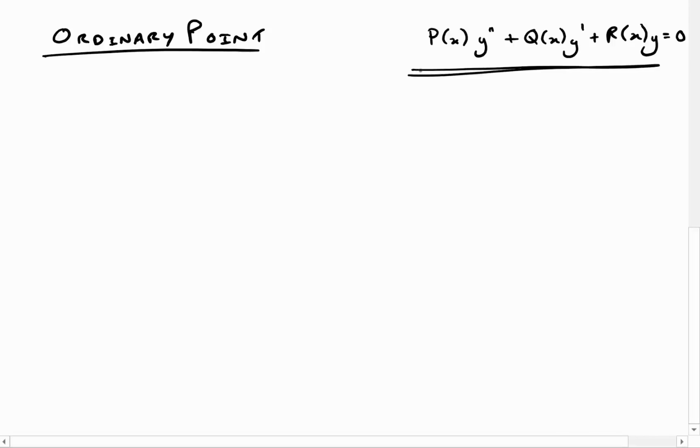So we've got this thing up here. I've just denoted the second derivative by y double dash and the first derivative by y dash, just for simplicity. Okay, so this is just what we had.